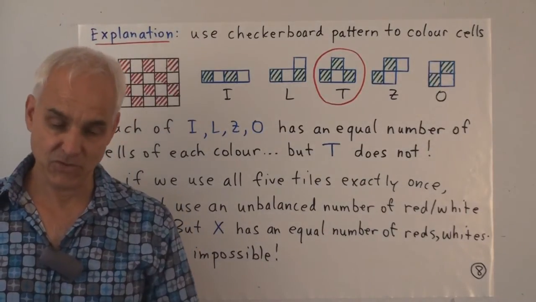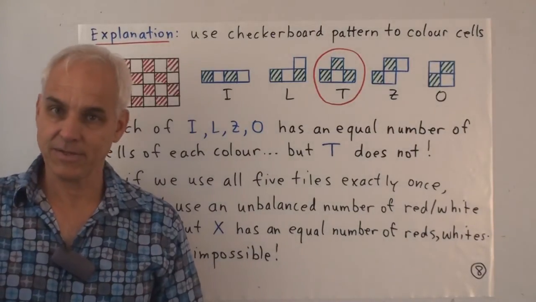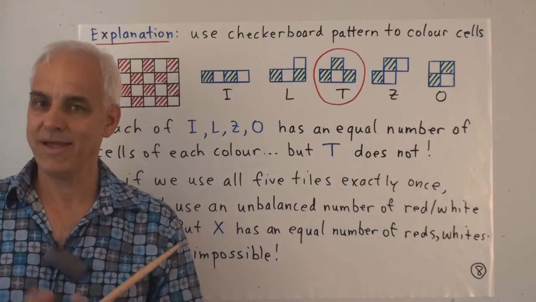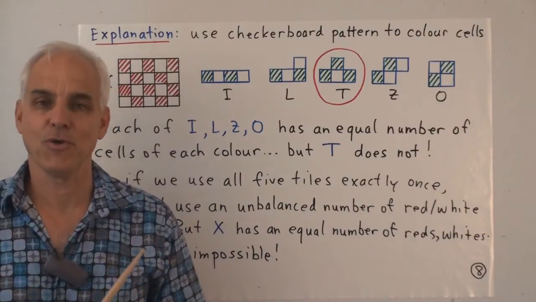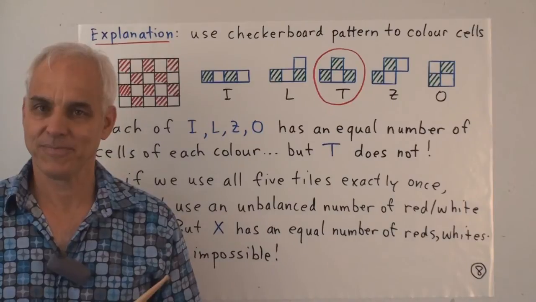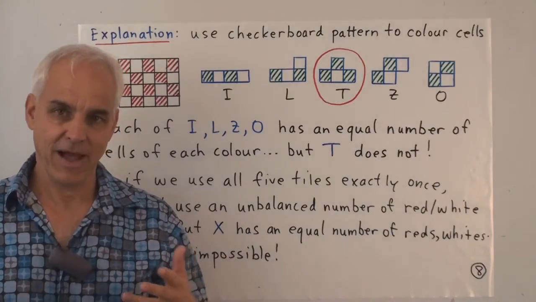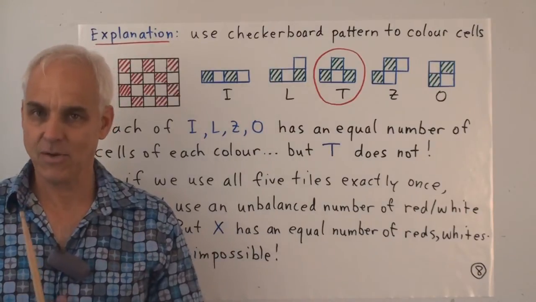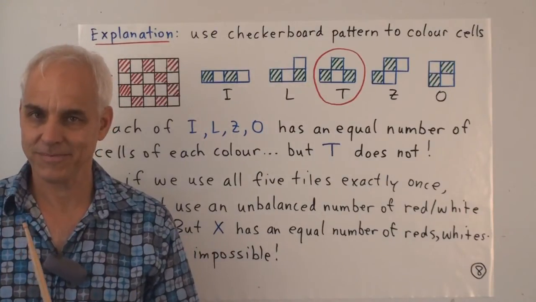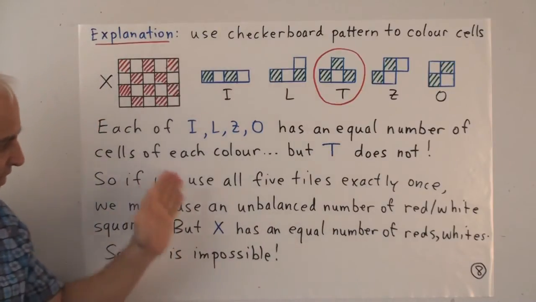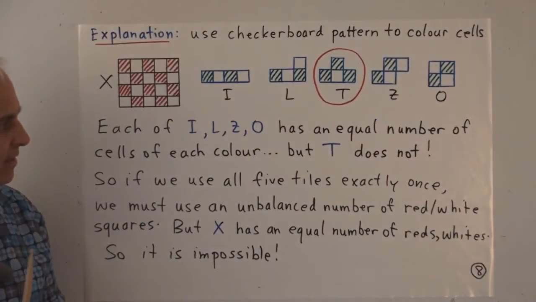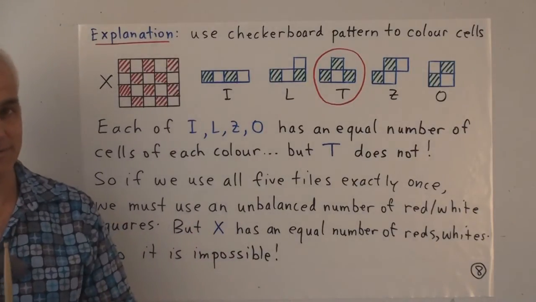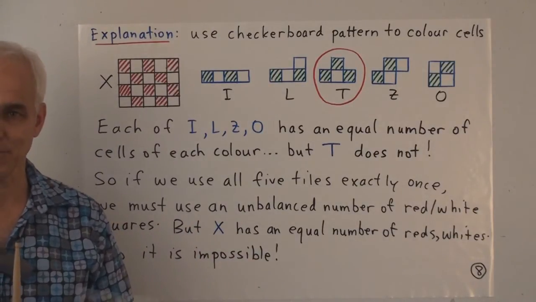It's a lovely argument that illustrates an idea: the idea of using a checkerboard pattern, even though the original problem seemed to have nothing to do with checkerboards. We introduced that idea and then we were able to see a pattern, a reason why something didn't work. So please have a think about this lovely example of a mathematical argument. I hope it's convincing to you.